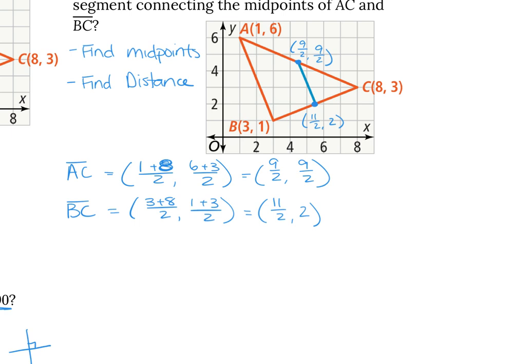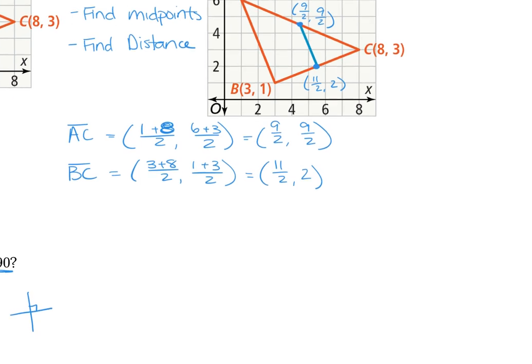So I found those 2 points. Now I want to find the distance between those. So I'm going to take those 2 points and I'm going to plug them into the distance formula. So I'm going to take my x's and subtract, and then square, and then my y's. Simplify.